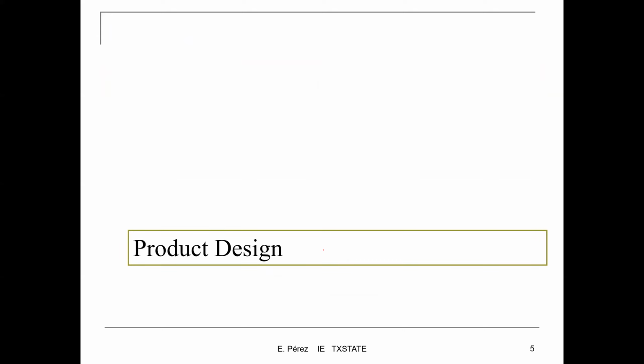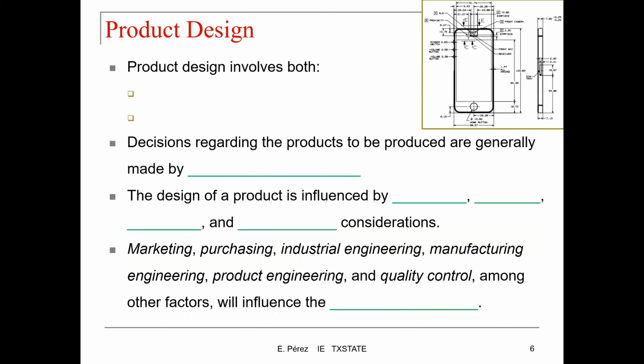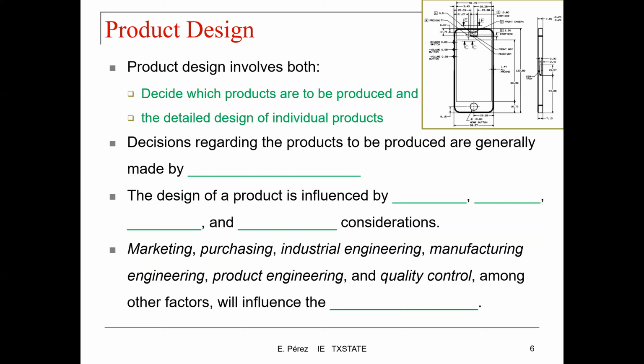So let's start with product design. The product design involves both deciding which products are to be produced and the detailed design of individual products. So decisions regarding the products to be produced are generally made by upper-level management, but the design of a product is influenced by the aesthetics, the function, materials, and the manufacturing considerations.